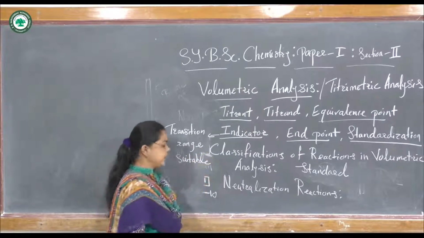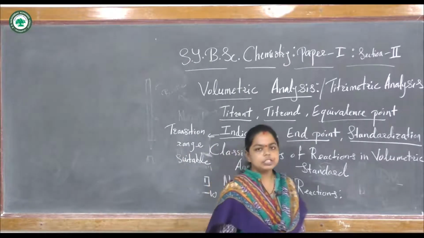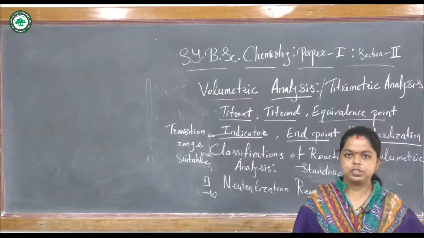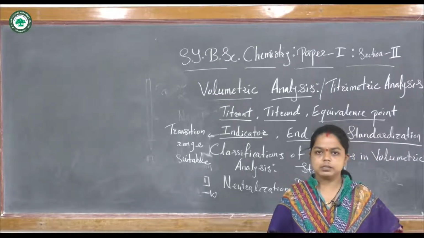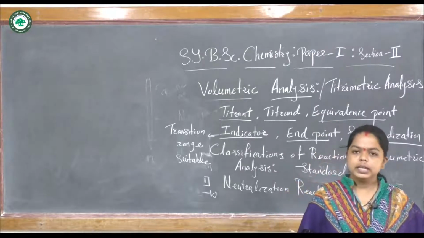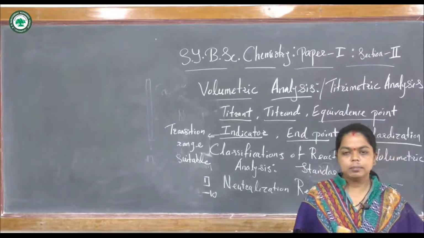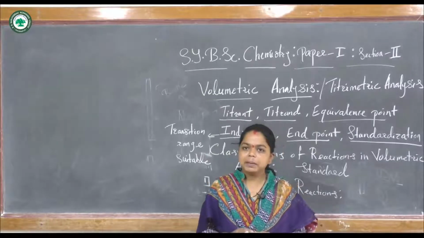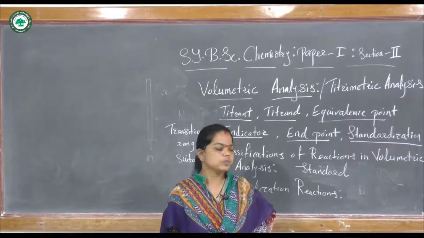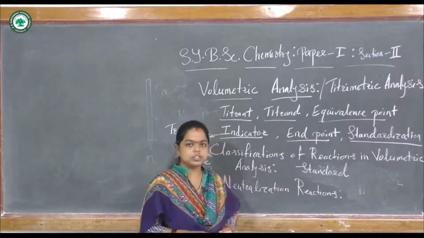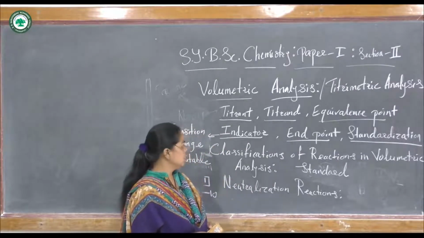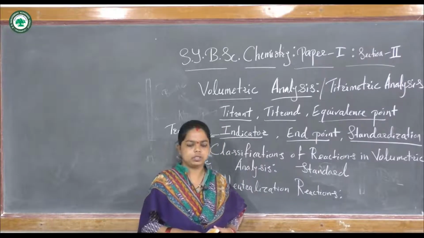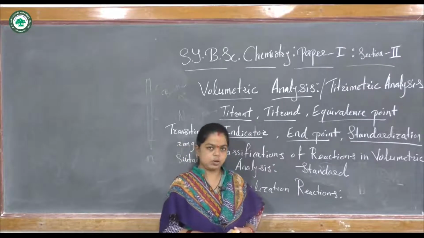A suitable indicator is the indicator which has a pH range or transition range near to the pH range of the equivalence point. So a number of suitable indicators can be given for a titration, but the best indicator is only one. So these are some terms which are involved in the titration. Now we are going to consider the classification of titrations, or the different types of reactions of titrations.